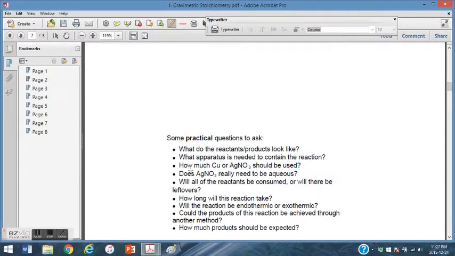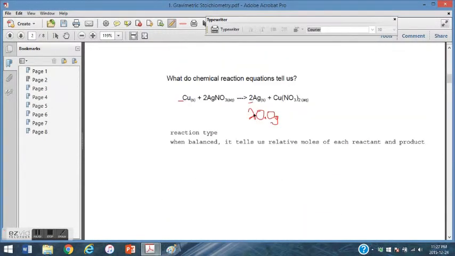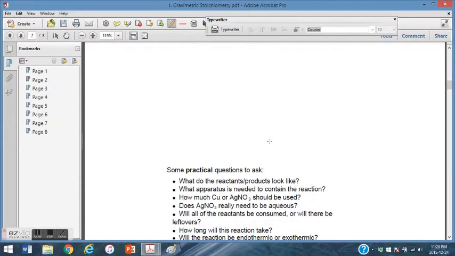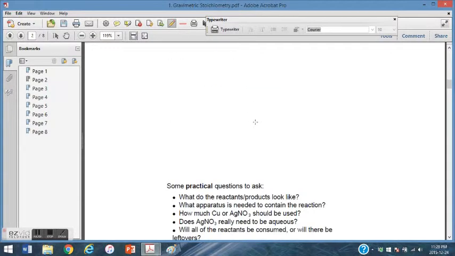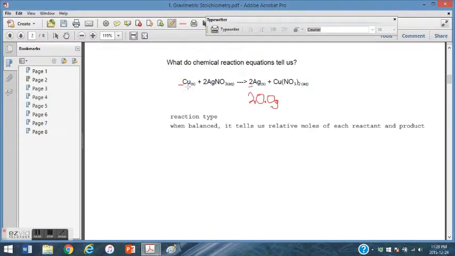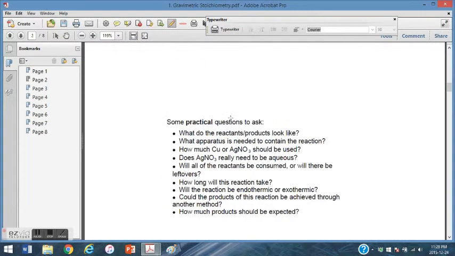Okay. So how much copper or silver nitrate should be used? If I want 20 grams here, well, how much? Okay, and we sort of talked a little bit about that. The silver nitrate, does it need to be aqueous? Could I use solid copper and solid silver nitrate?